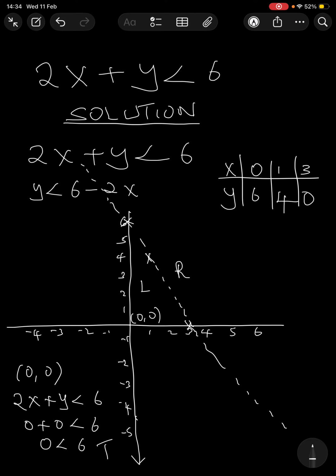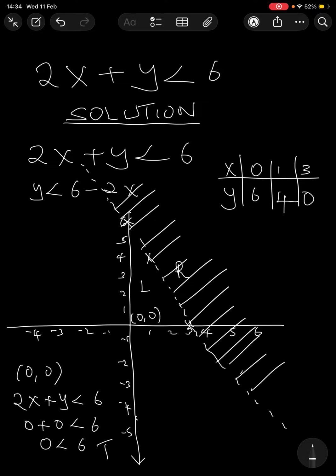So I have to shade the right side. This one does not satisfy linear inequalities. Or you can just pick a point on your right. You can just pick 4 and 0, or you can just pick 4 and 1. Can we check whether it satisfies linear inequalities? So our question is 2x plus y less than 6.